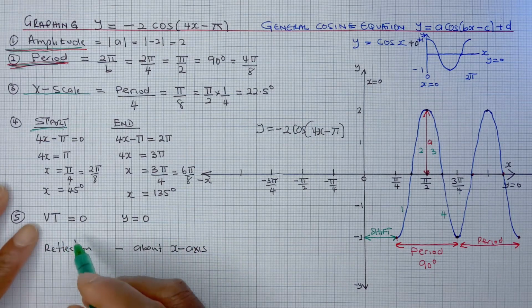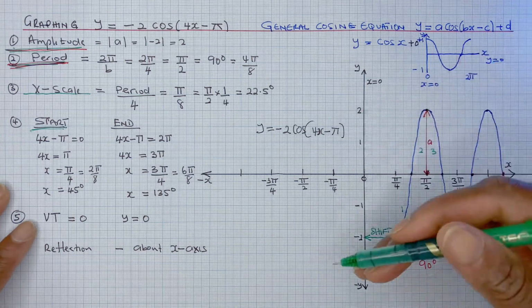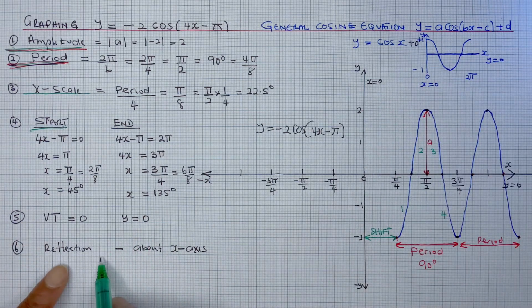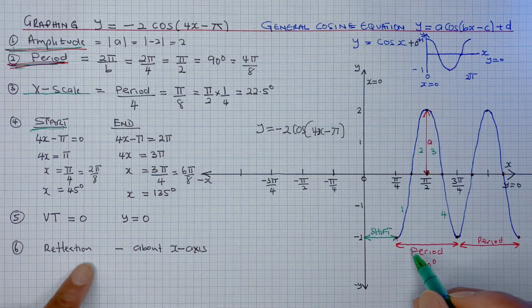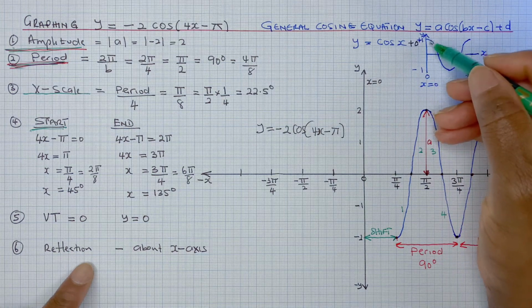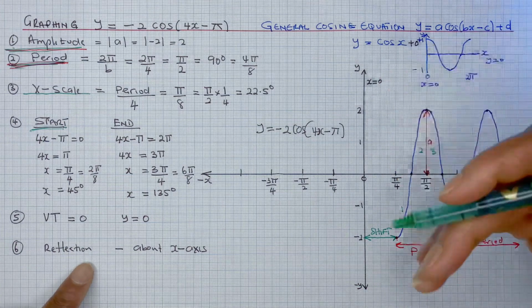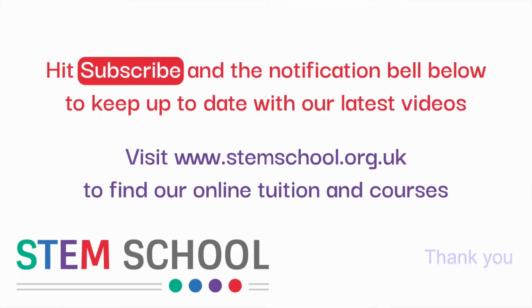Vertical translation: is there any movement of the function up or down? Reflection, yes, that's reflected because the parent cosine starts at positive and this one starts at negative, so it's been reflected along the x-axis.